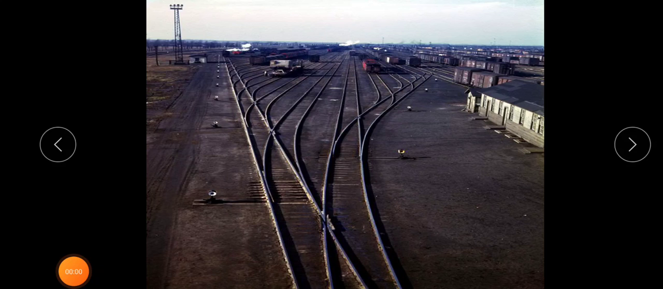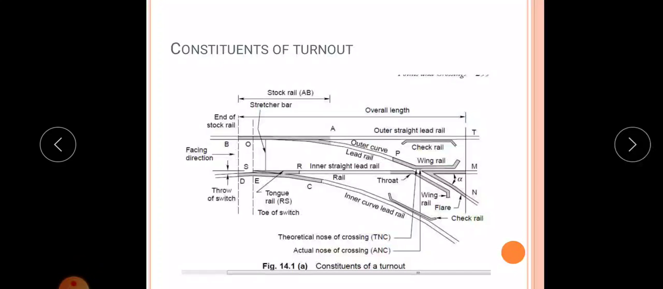Good morning students. So today we will discuss the different components of a turnout. This figure shows the components of a turnout. As I told in the last class, the combination of points and crossing together is known as a turnout.